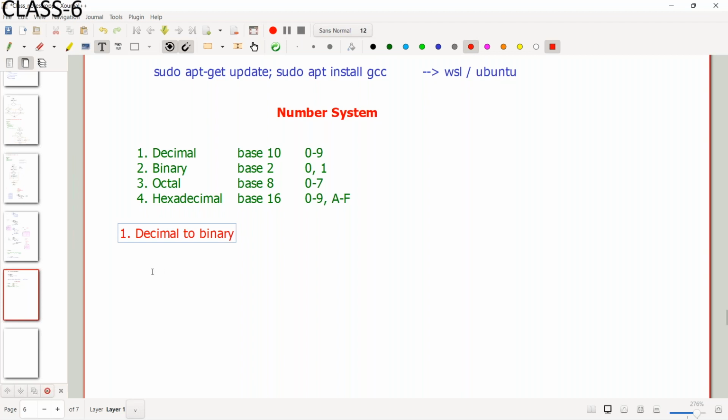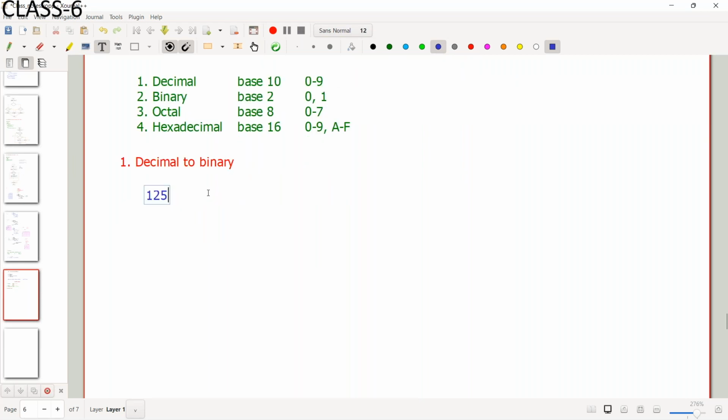Decimal to binary, I'll take an example of 125. 125 in decimal, we have to convert that to binary. Decimal has the base 10, and we are going to convert it to binary. So one number is being converted to binary.